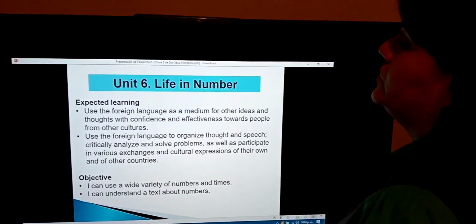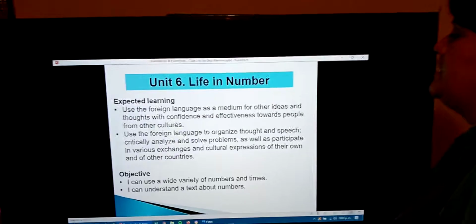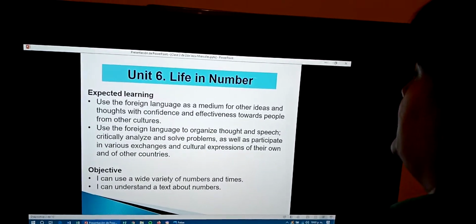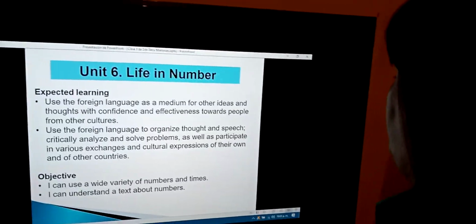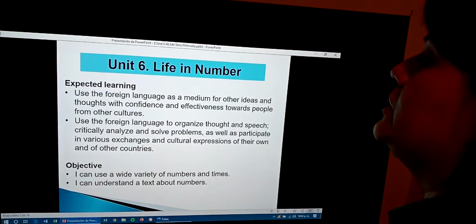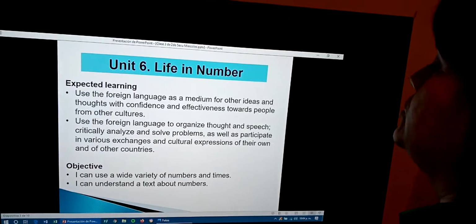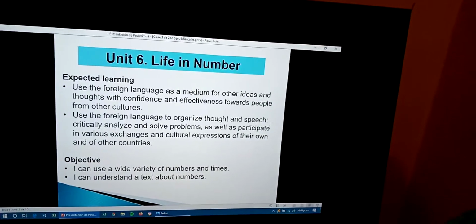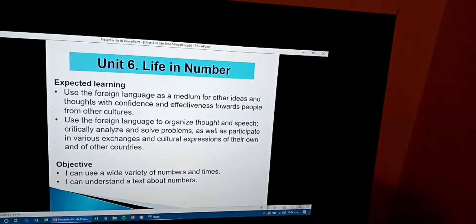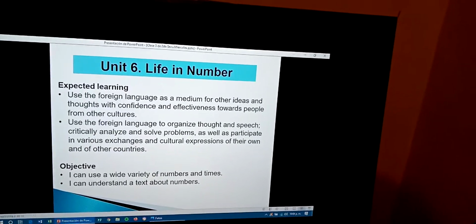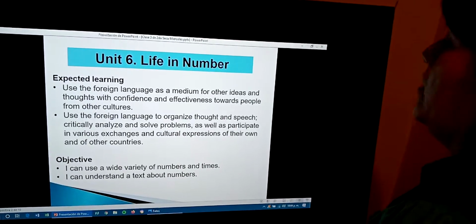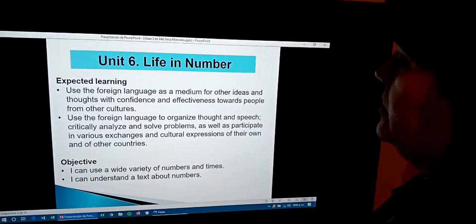Point number 1 is to use the foreign language as a medium for other ideas and to interact with confidence and effectiveness towards people from other cultures. Point number 2 is to use the foreign language to organize thought and speech in critical analysis and solve problems, as well as participate in various exchanges of cultural expressions of their own and of other countries.